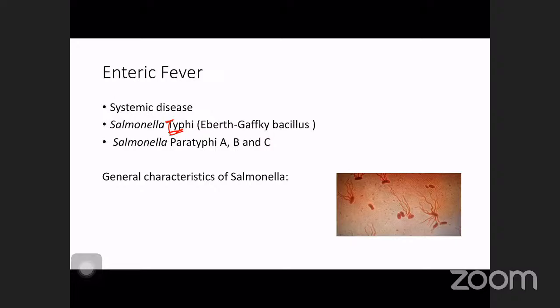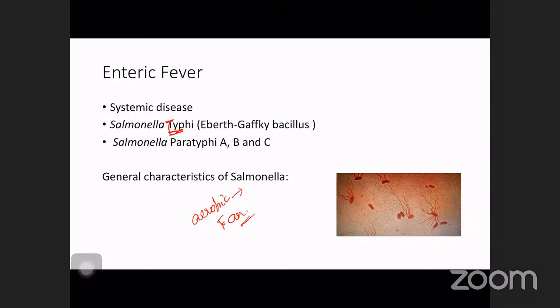Coming to the general characteristics of Salmonella, Salmonella belongs to the family Enterobacteriaceae. As you all know, the Enterobacteriaceae family consists of E. coli, Klebsiella, Salmonella, Citrobacter, and other organisms. The general characteristics of Enterobacteriaceae apply to Salmonella also. Therefore, this is an aerobic organism and also a facultatively anaerobic organism. What does this mean? It can grow in the presence of oxygen, and it can also survive in the absence of oxygen. That is why it is called a facultative anaerobe.